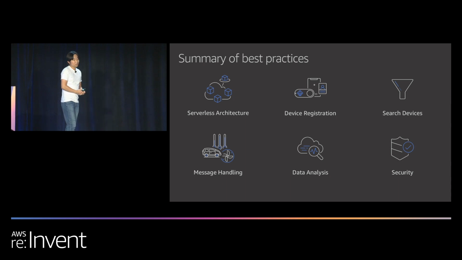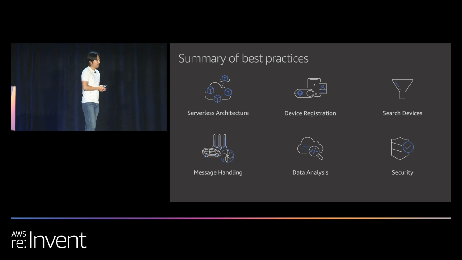And this is the summary of the best practices that I explained previously. First one is serverless architecture, so that you are free from managing your actual resources. The second one is device registration. There are two options, but I've shown just the just-in-time registration process. The third one is searching devices with fleet indexing, so you can search your devices, no matter how many devices you have.